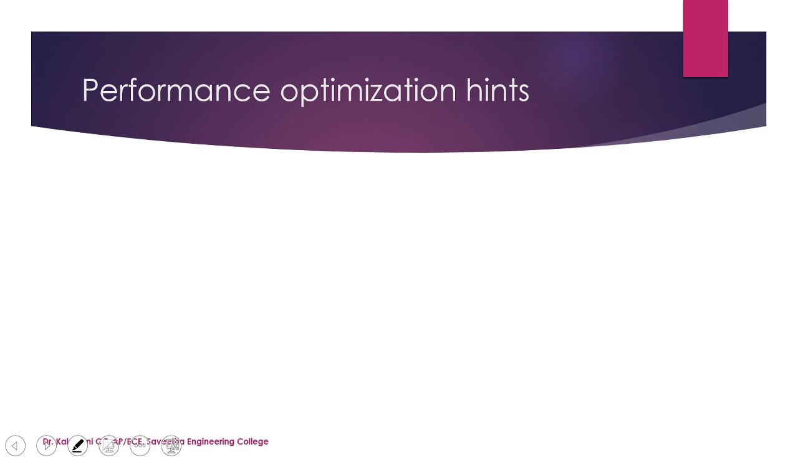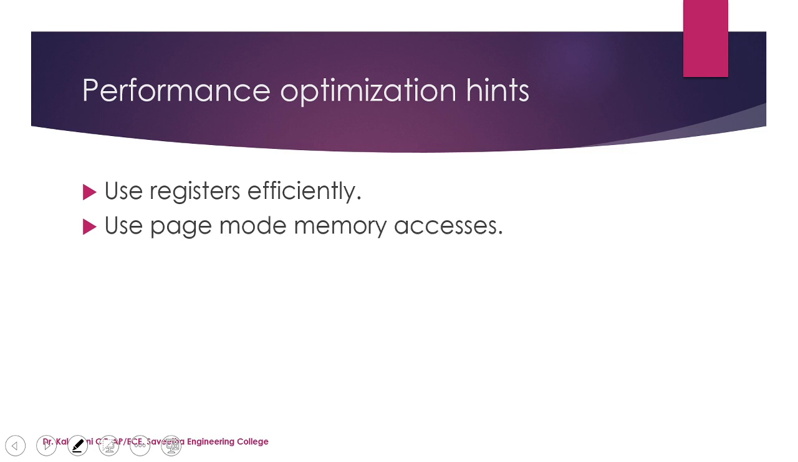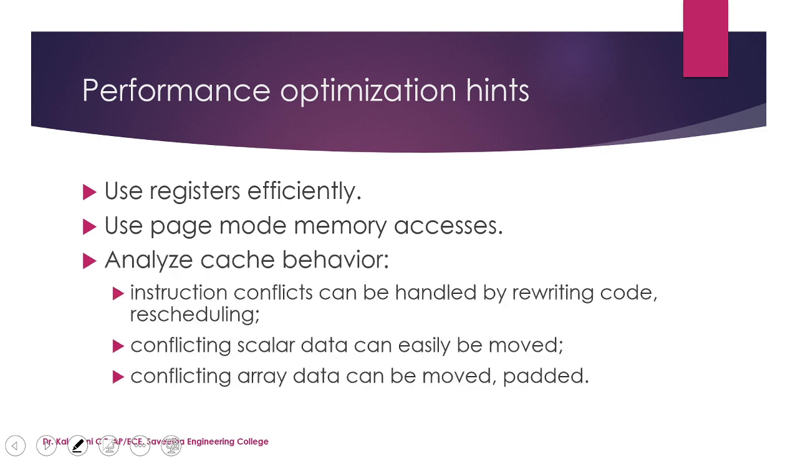The next thing is the performance optimization summary. There are major pointers: using the registers efficiently, using page mode memory access, and reducing cache conflict. Next, analyzing the cache behavior by rewriting the code and rescheduling the code. Next, conflicting scalar data can easily be removed, and conflicting array data can be moved and padded. And these are the ways of software performance optimization.